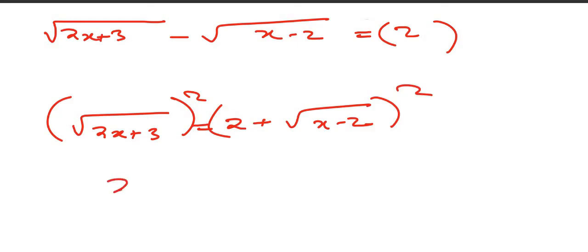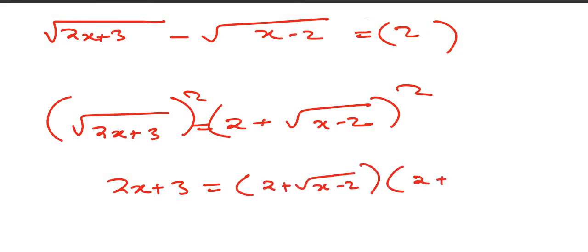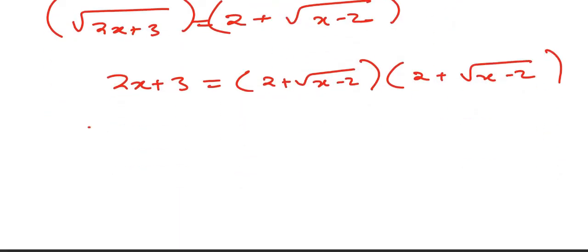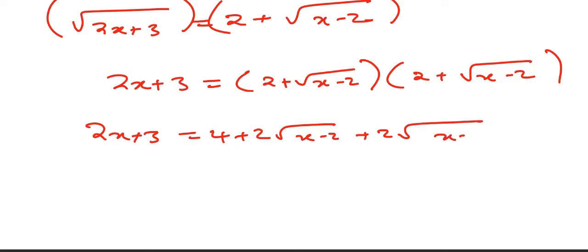When you do, this is going to be 2x plus 3 is equal to this times itself twice. To avoid making mistakes, you can write everything out. Then just expand it. This is going to be 2x plus 3 equals 4, plus 2 root x minus 2, plus 2 root x minus 2, then plus this times that, x minus 2. We take everything that doesn't have the square root to the same side.